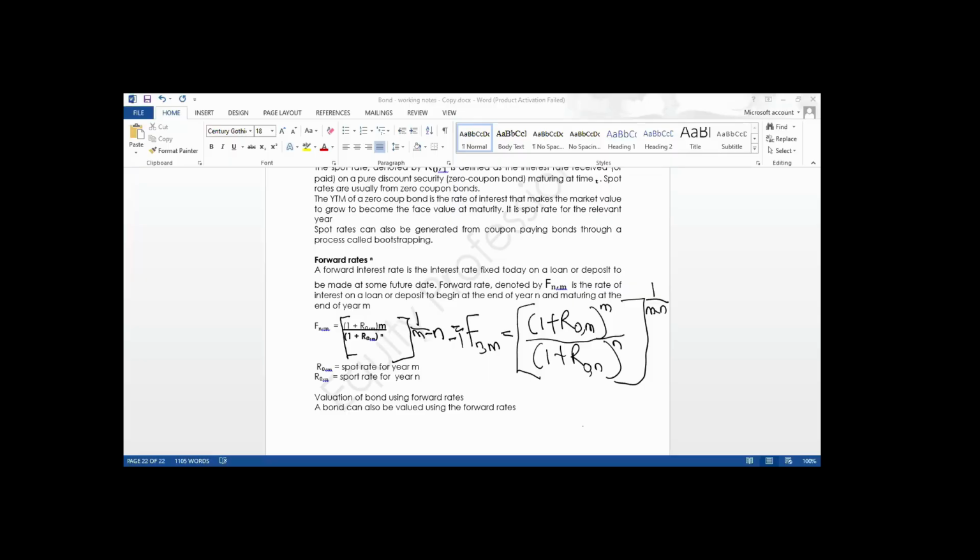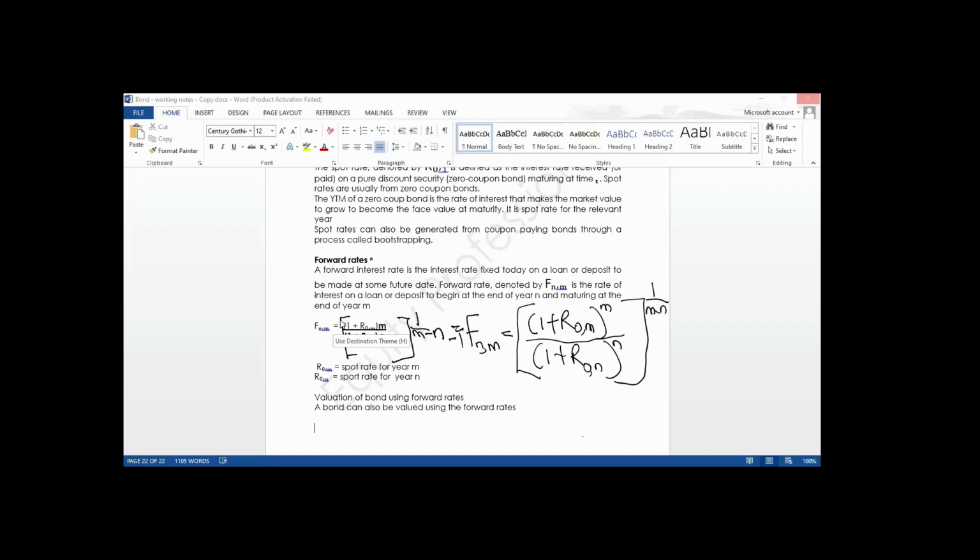Let us use this question to demonstrate how to calculate forward rate. To calculate your forward rate, you must know your spot rate.